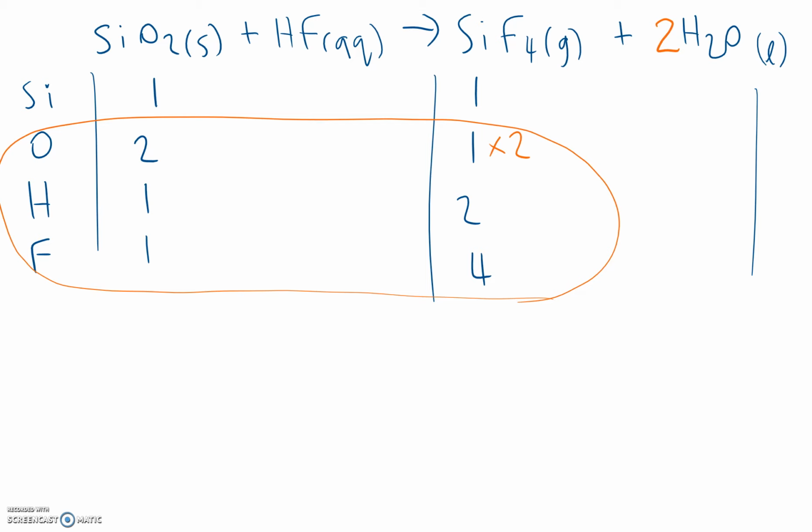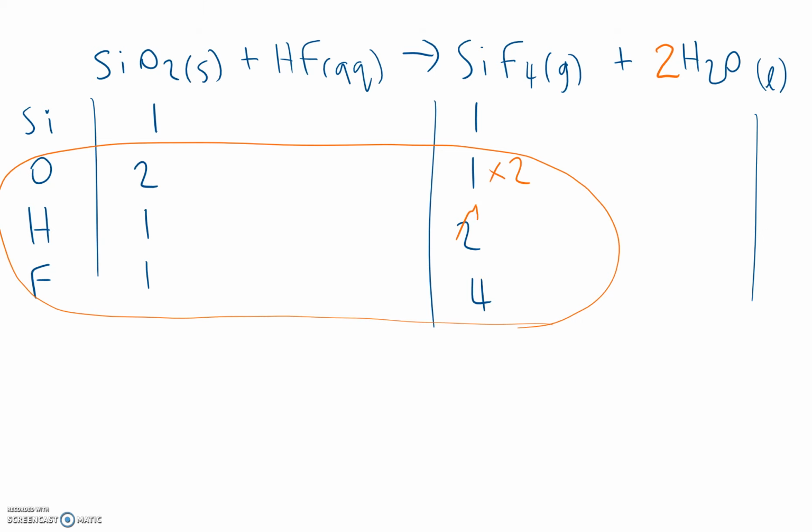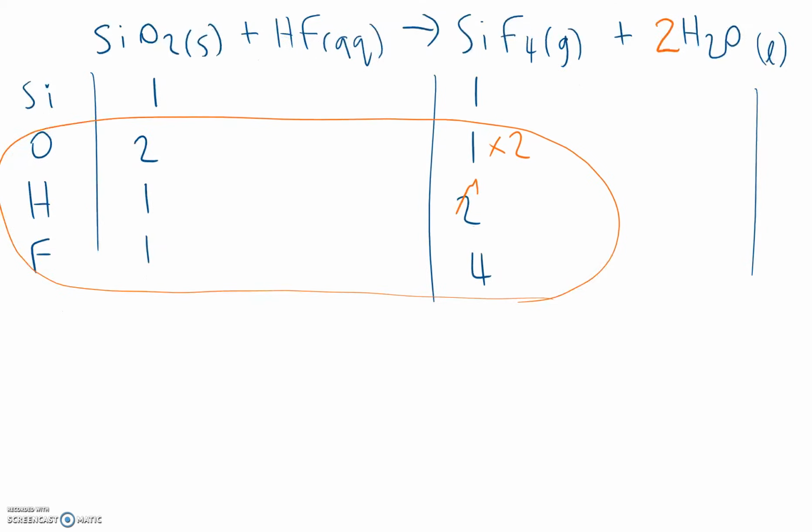Now I can also change the number of hydrogen. So I now have 4 hydrogen, and then I rewrite this equation below the table. I'm not going to indicate the states of matter, solid, aqueous, gaseous, or liquid, yet. I'll add those at the very end.